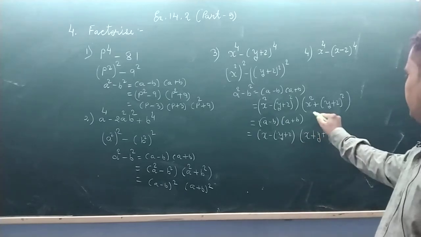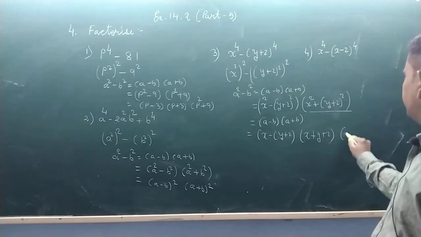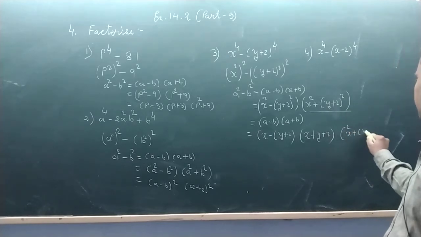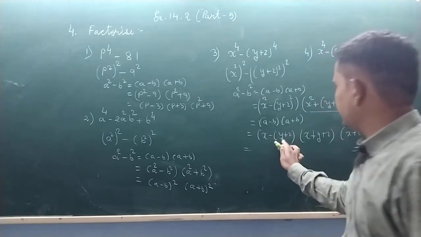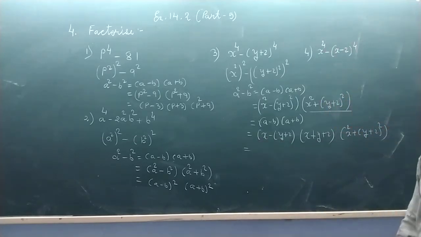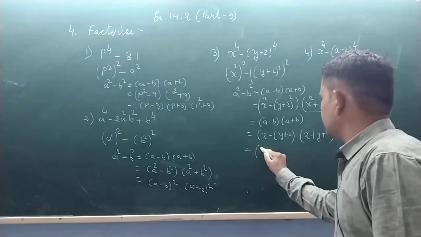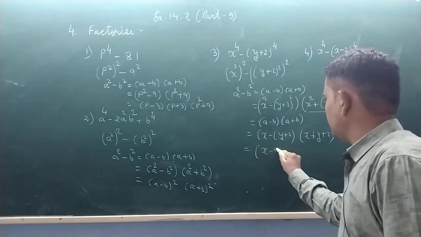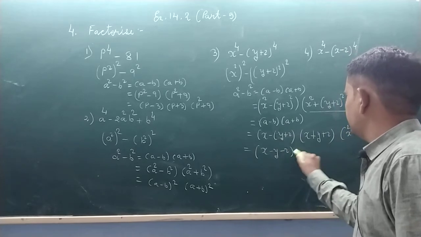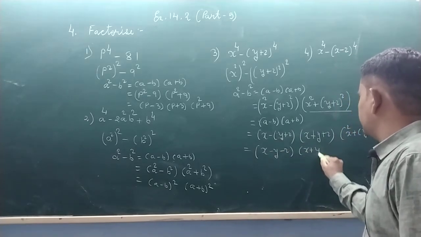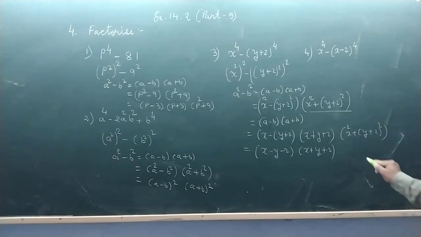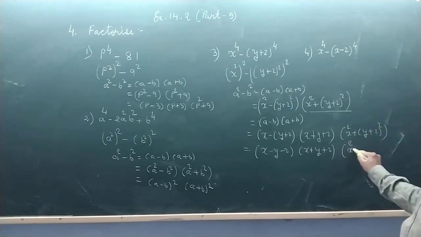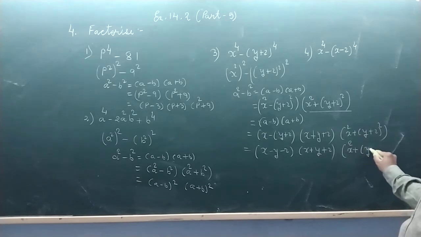Now students, the remaining part we will write as it is behind: x square plus y plus z whole square. Now bracket before minus, so when we leave the bracket the sign will change. So this is x minus y minus z, then here x plus y plus z. Okay, and this part you can write as it is: x square plus y plus z whole square.